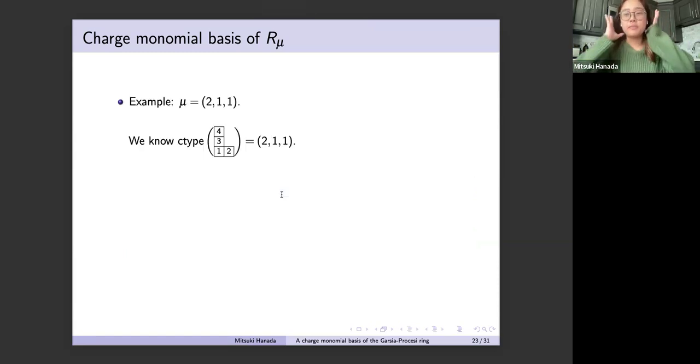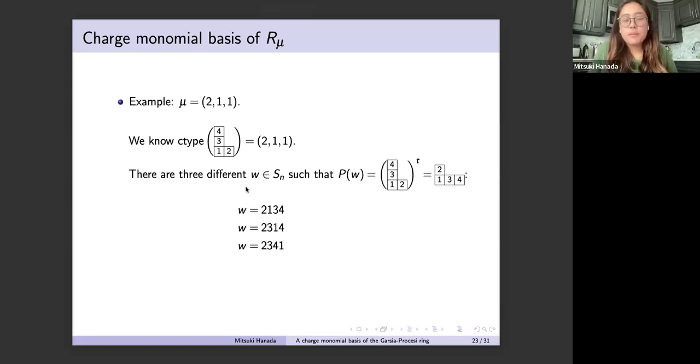It's also super easy to compute. So let's compute a few examples to see what's going on here. Let mu be (2, 1, 1). I'm just going to give you a standard Young tableau that satisfies our cocharge-ability type condition. So the permutations we want are all permutations where our insertion tableau is the transpose of this. So we want all permutations with insertion tableau given by 1, 3, 4, 2. I've listed them out here for you.